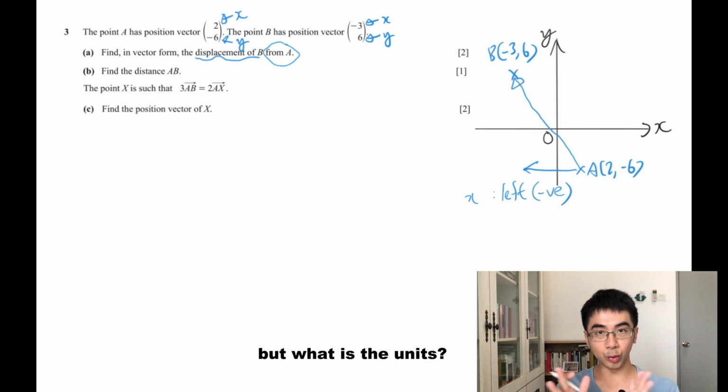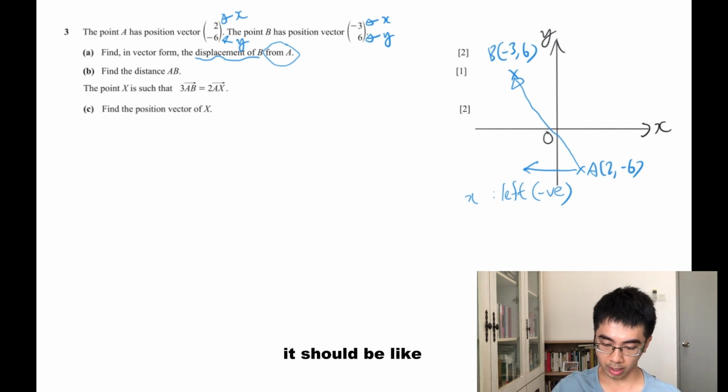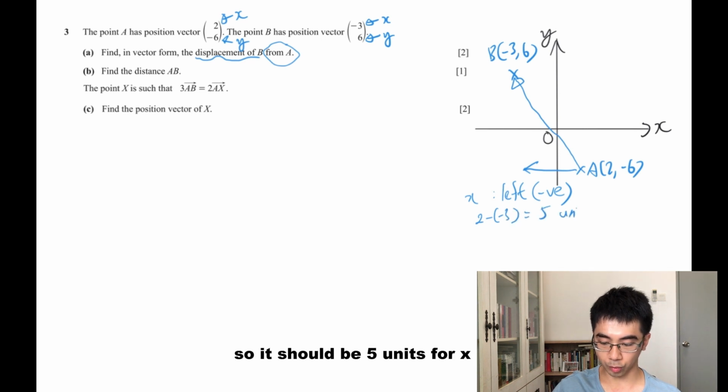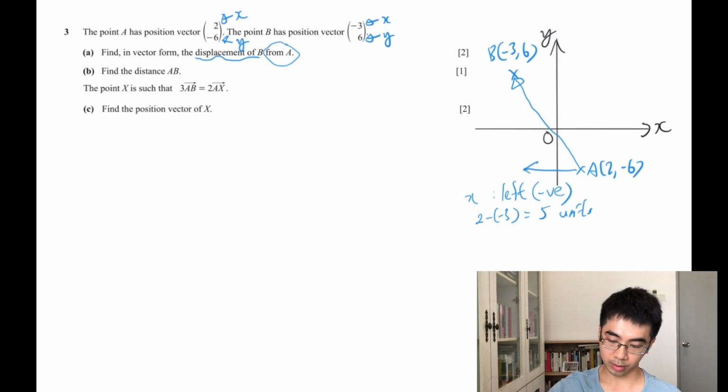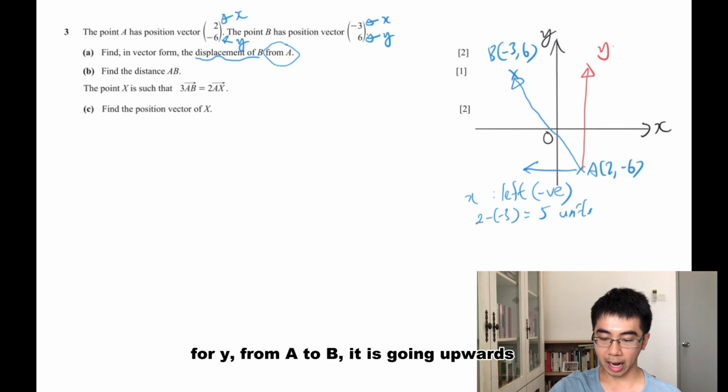So what's the unit? Alright, we can think about it. It should be like, for x is from 2 to negative 3. So the number of units should be 5 units. This is for x. So how about for the y? Let's think about the y. So y here is going upward.